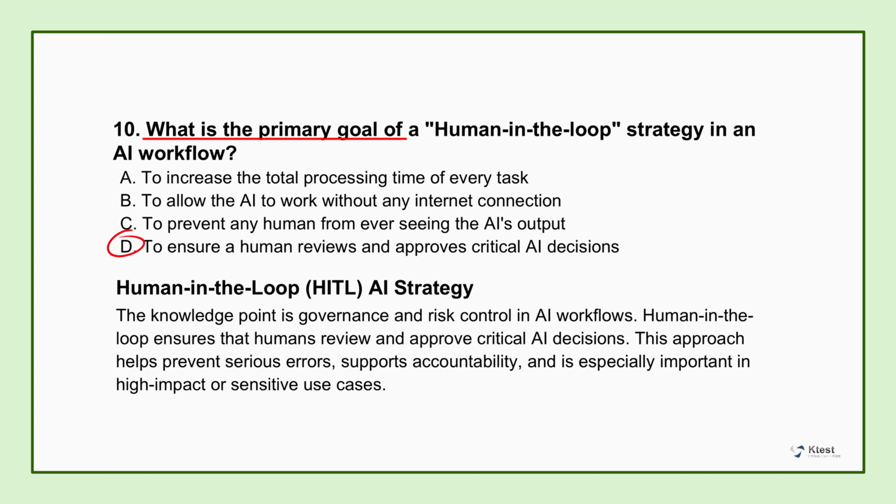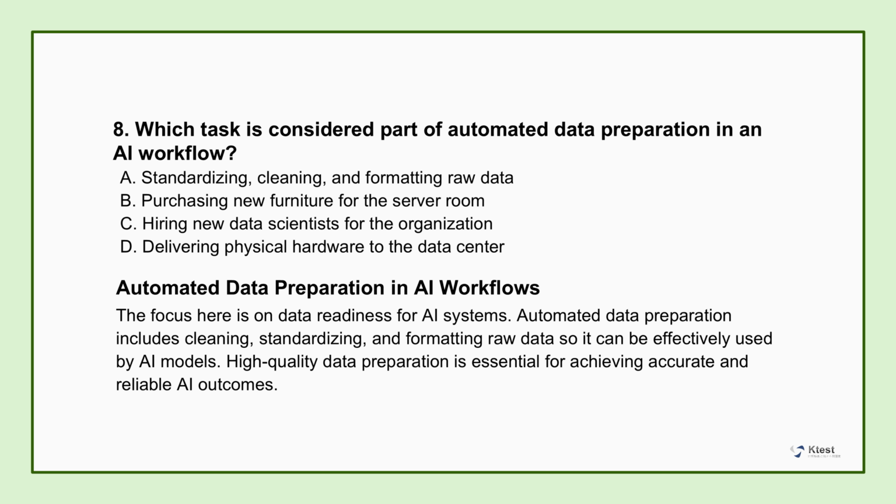We are in the home stretch. Segment 4, practical workflows. This is the hands-on stuff. Exactly. Question 8 is about the unglamorous part of the job. Which task is considered part of automated data preparation? Options. A, standardizing, cleaning, and formatting raw data. B, purchasing new furniture for the server room. I wish. C, hiring new data scientists. Or D, delivering hardware. This should be an easy point on the exam, but it represents probably the hardest part of the real job. I'm going to go with A, standardizing, cleaning, and formatting raw data.